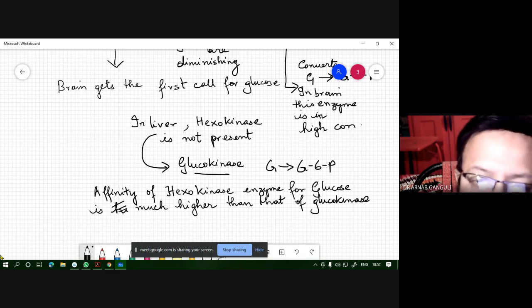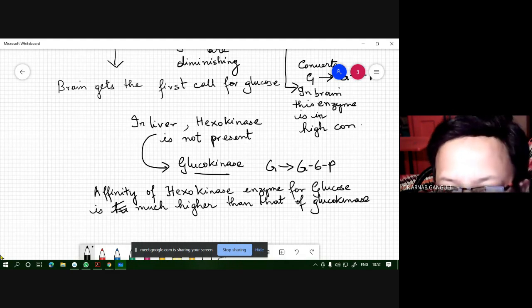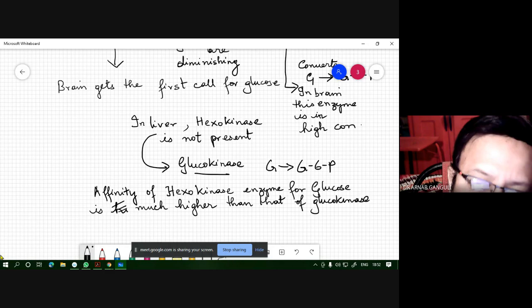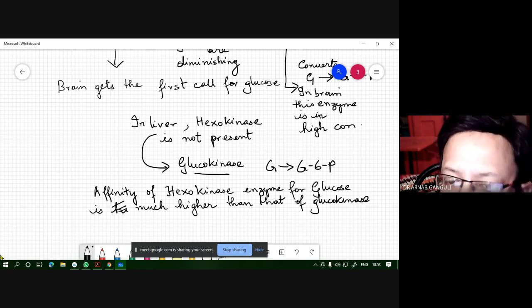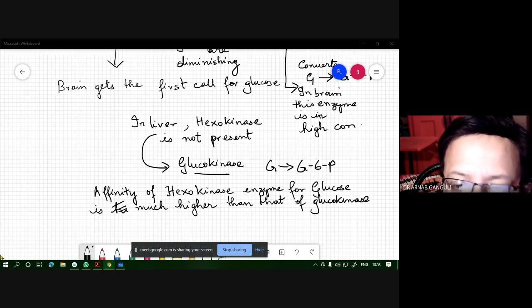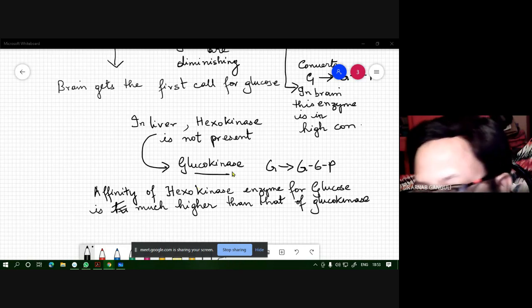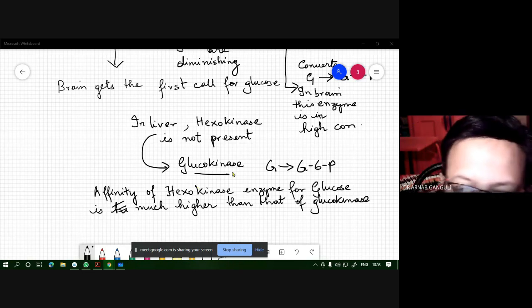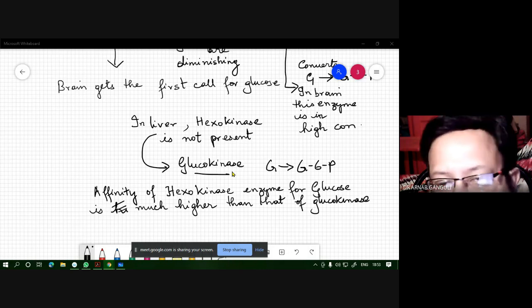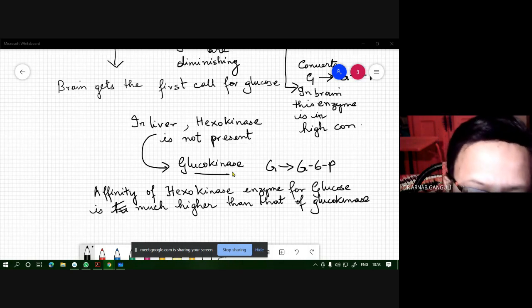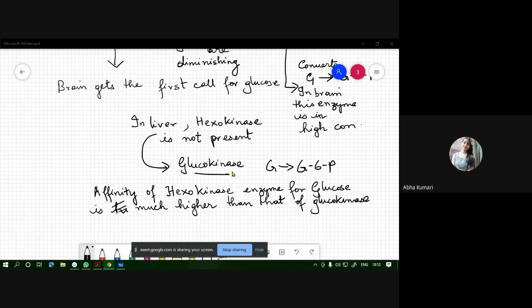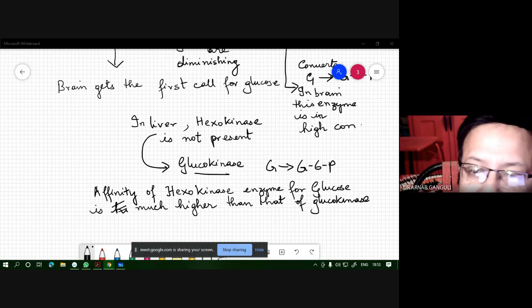approximately 50 times. So whenever glucose comes, the first call for glucose is from the brain. If the brain has got sufficient glucose, then it goes to the liver, because the hexokinase enzyme, which is present in high amount in the brain, will pick up this glucose very fast. Is this clear? Why does the brain get the first call for glucose? This is one biochemical reason.